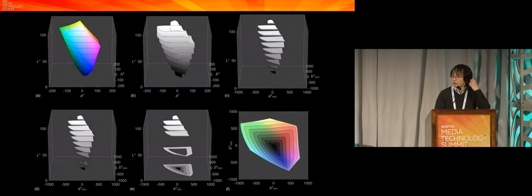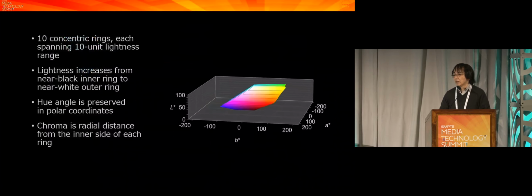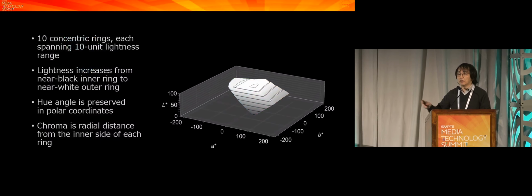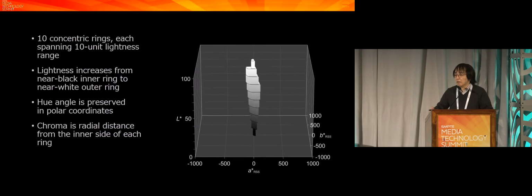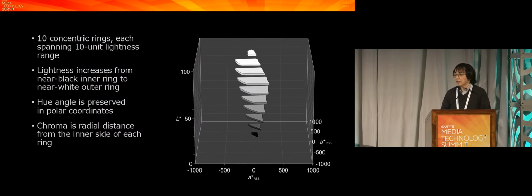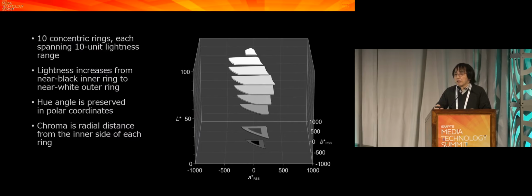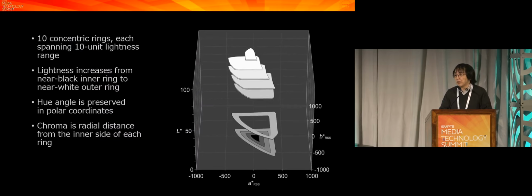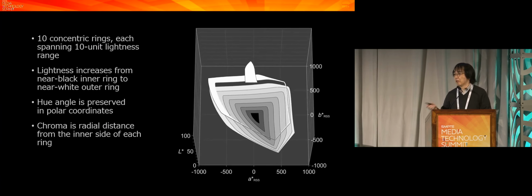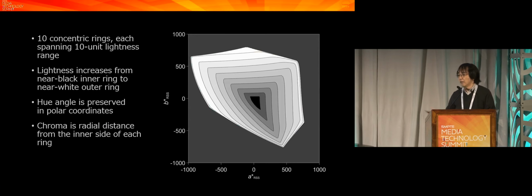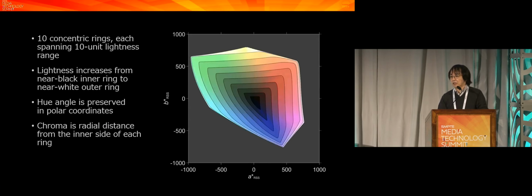This is the Gamut Rings framework, and I have the animation version here. First, I divide the gamut solid into 10 pieces, flatten them, and stretch them into plates, and stretch the second bottom plate further, making a hole and putting it around the bottom plate. This process is repeated for the other plates, making Gamut Rings. There are 10 concentric rings, each spanning a 10-unit lightness range.